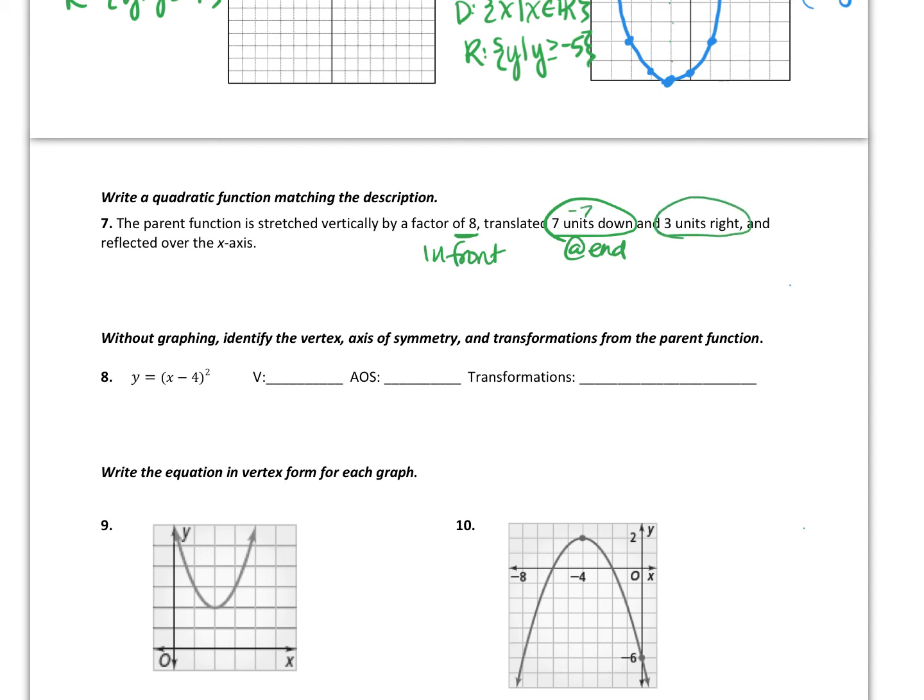3 units right, that's going in the parentheses, but it's going to be opposite logic. So instead of, if it's going right, it's going to be a -3. And then reflected over the x-axis means it's a lead negative. Okay.